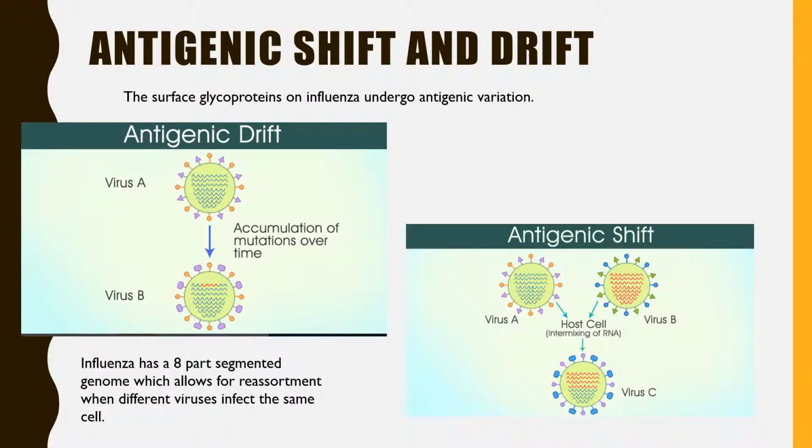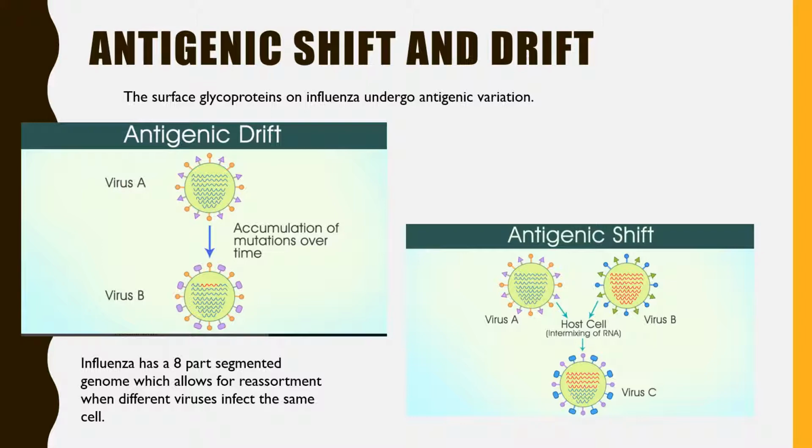So now we're on to antigenic shift and drift, which is when the glycoproteins on the surface of the virus undergo antigenic variation. This is really important as it's what causes different strains to come about, and it's why we need different vaccinations each year, because our body's antibodies can no longer fight the viruses because the antigens on the surface of the viruses have changed.